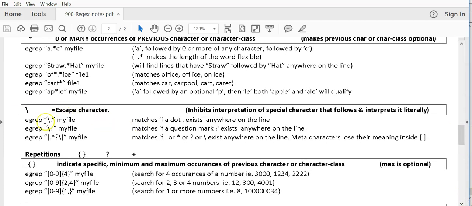The escape character. Now, if you do not want something to be interpreted as a meta character, you can put one backslash, which is acting as the escape character, and anything after that, one character or one character class following the backslash, will not be interpreted. So what this is saying is look for a dot. Don't interpret it, just look for a dot. This is saying look for a question mark. This is saying look for any one of these as a literal, because the moment you put it inside a square bracket, it loses its meaning. So don't forget that part.